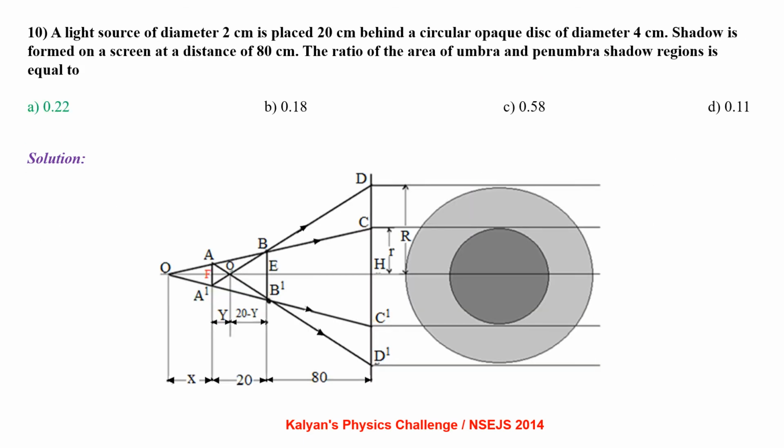A light source of diameter 2 cm is placed 20 cm behind a circular opaque disc of diameter 4 cm. A shadow is formed on a screen at a distance of 80 cm. The ratio of the area of the umbra and penumbra shadow regions is equal to.